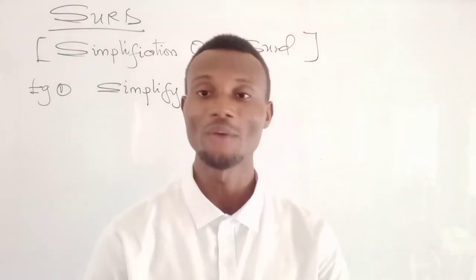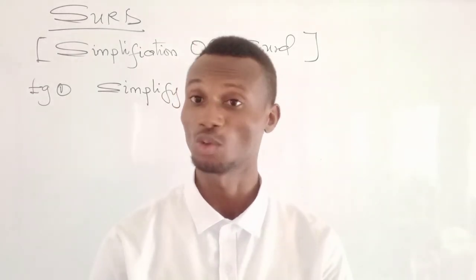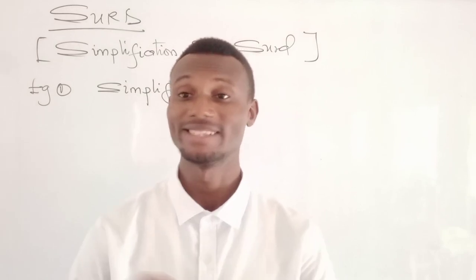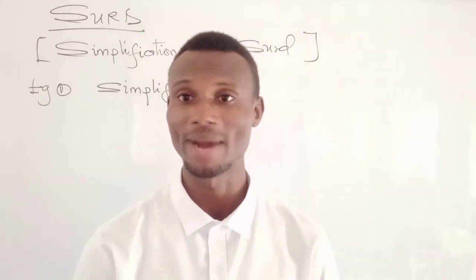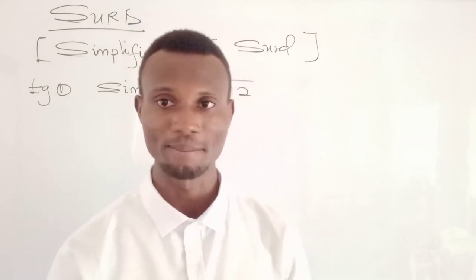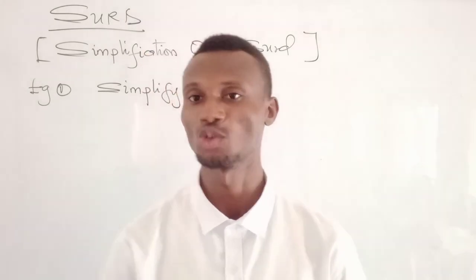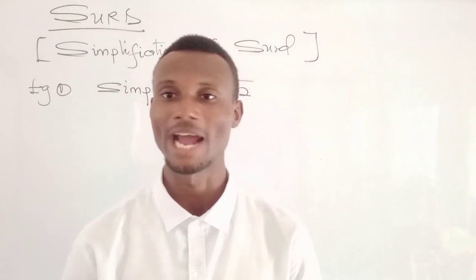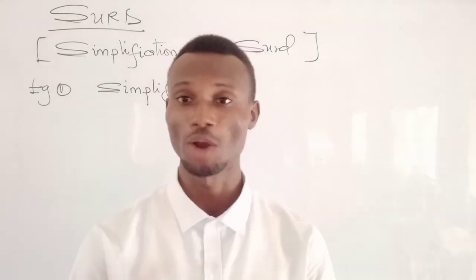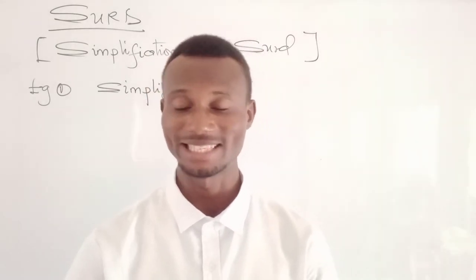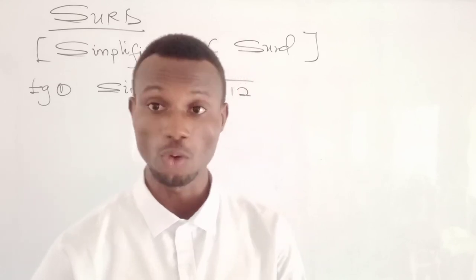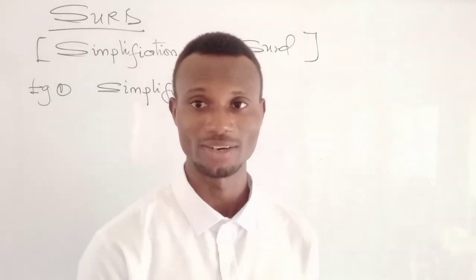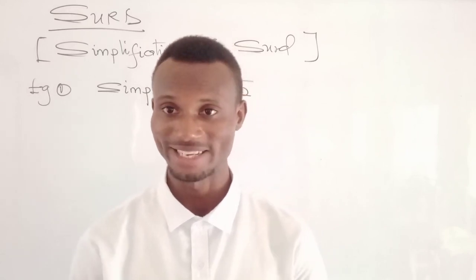Now when we speak about SURD, in simple terms, SURD is when the square root of any given number does not give a whole number, and that is SURD. Let me repeat it one more time. When you have the square root of any number and the result does not give a whole number, then that is SURD. I hope the explanation is clear enough.